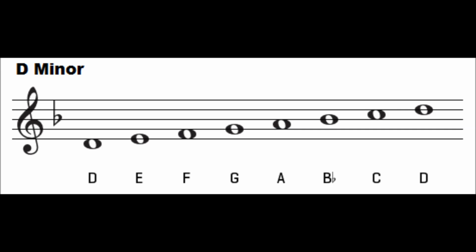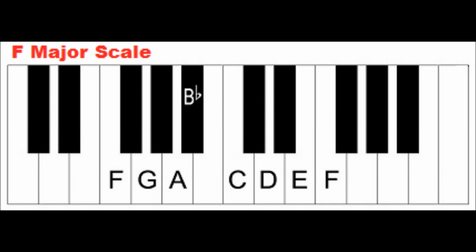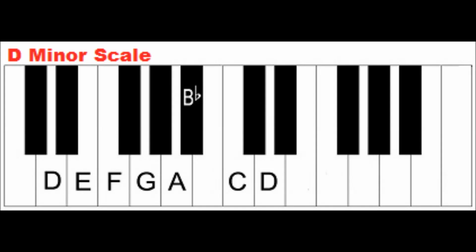The key of D minor. D minor is the relative of F major. They both consist of the same notes. The notes of the F major scale are F, G, A, B flat, C, D, E, F. The notes of the D minor scale are D, E, F, G, A, B flat, C, D.